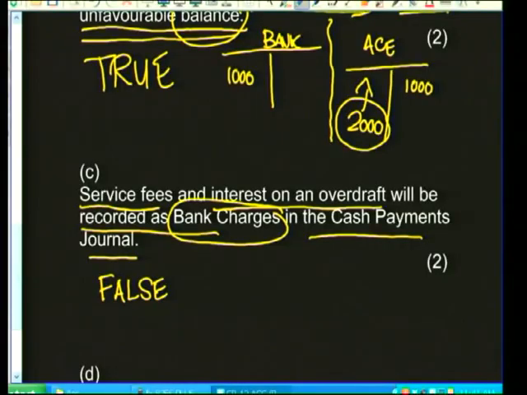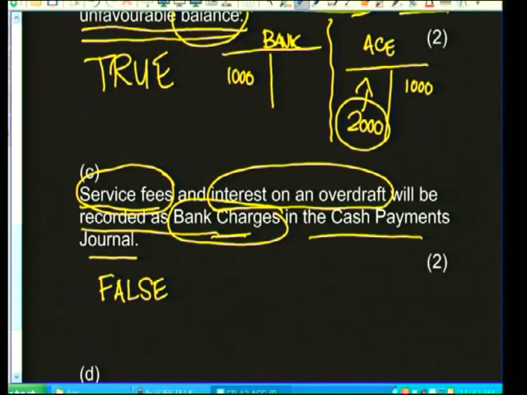Service fees are all charges that are levied by the bank. Okay? So yes, service fees is definitely a bank charge. No problem with that. But the statement says service fees and interest on overdraft will be recorded as bank charges in the cash payments journal. Yes, they'll definitely be recorded in the cash payments journal.